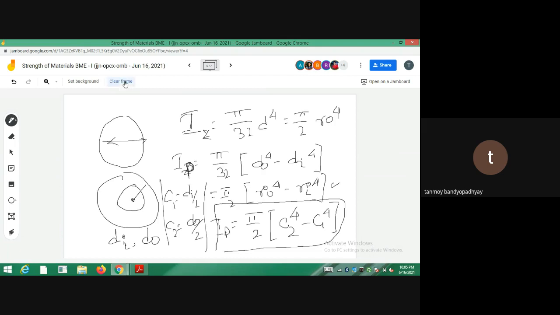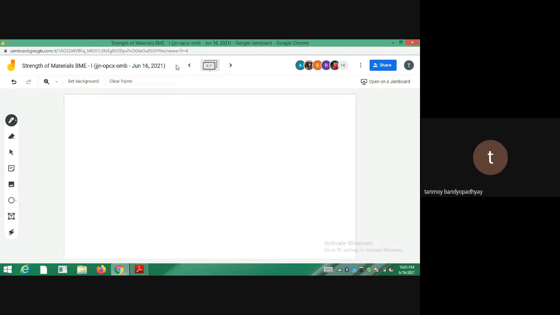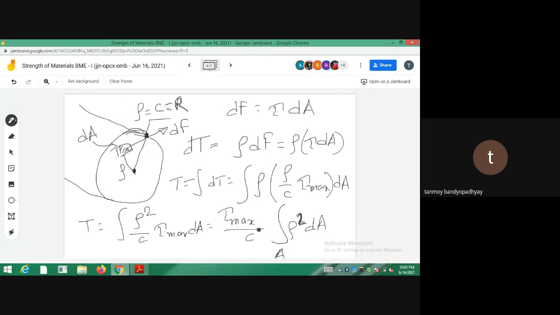Sir, can you move to the previous page? I have to go there. So after this, we had discussed. Sir, here T is moment, right, sir? T is the moment, or torque actually. When actually it's a torque, the moment of the forces is actually a torque.